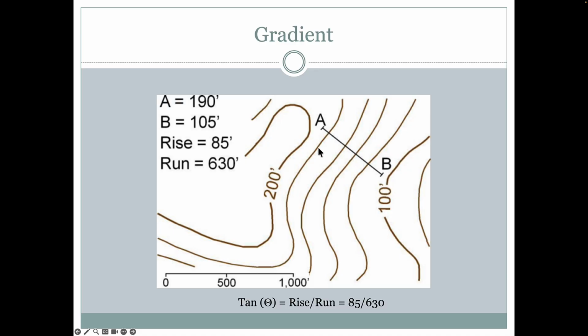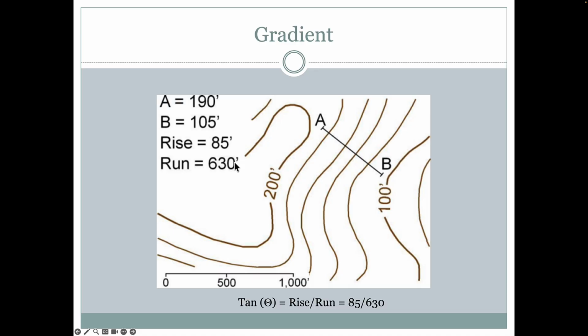So A is about halfway between the 180-foot contour and the 200-foot contour, so we'll call that 190. And B is between the 100-foot contour and the 120-foot contour, but it's closer to the 100, so we're going to call that 105. The difference between these two would be 190 minus 105, which gives us this 85 here.